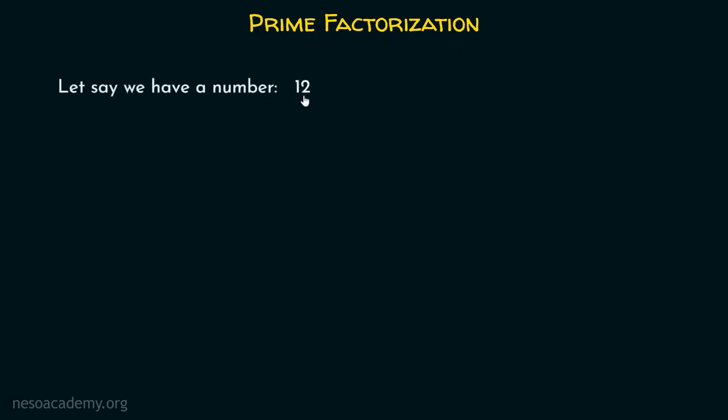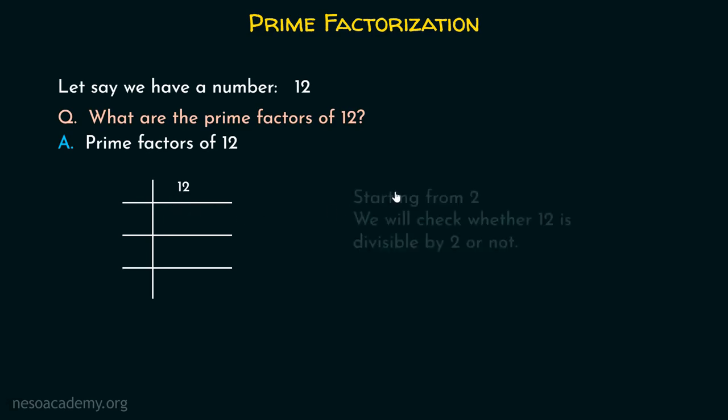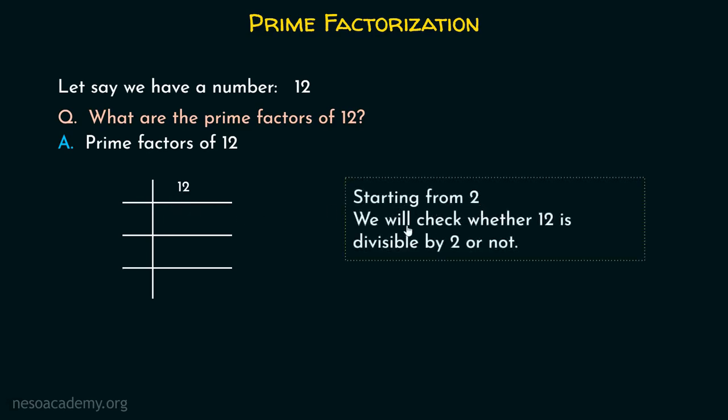Let's say we have a number 12 and we want to find the prime factors of this number. Now my question is, what are the prime factors of 12? In order to find the prime factors, we will use this traditional technique called prime factorization. Here we have to draw these lines and here we have to place this value 12. Now, starting from 2, we will check whether 12 is divisible by 2 or not.